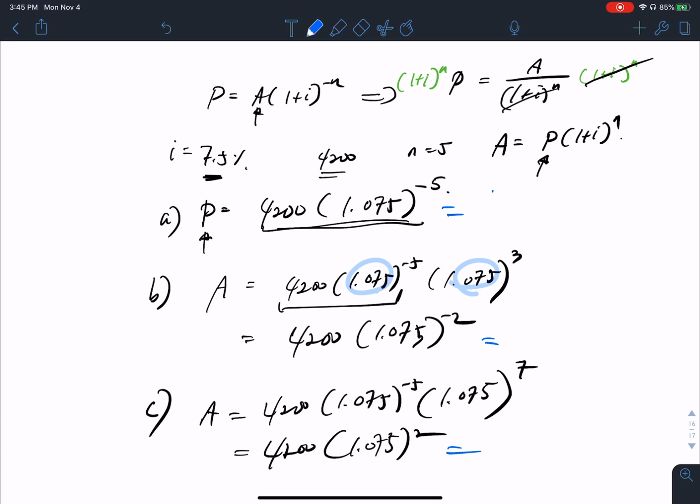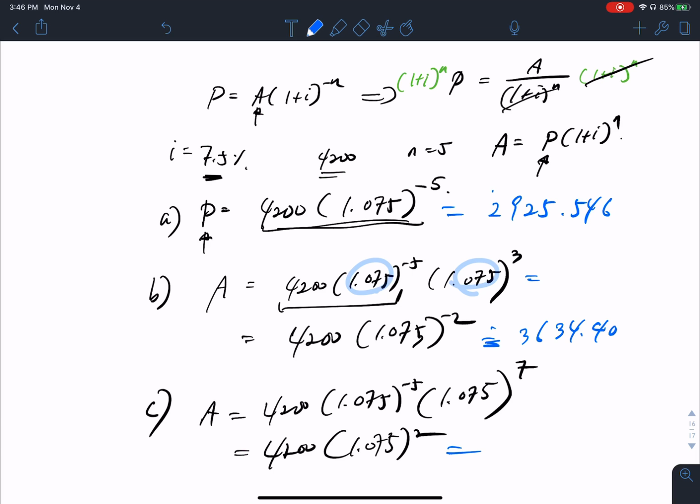All right, so 4,200 times 1.075 to the power of negative 5. I recommend you try plugging it in yourself as well. So this is 2925.55. And this here is just going to be the power of negative 2, so 3634.40, rounded to the cent.